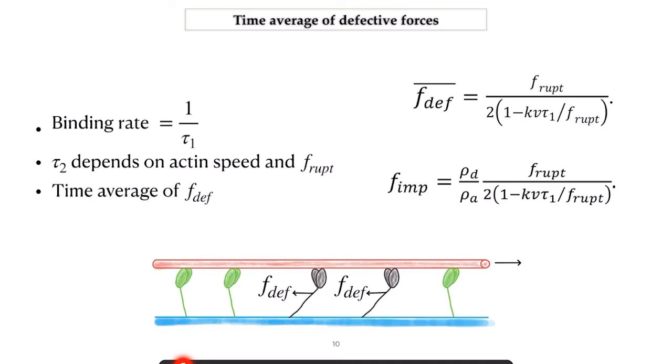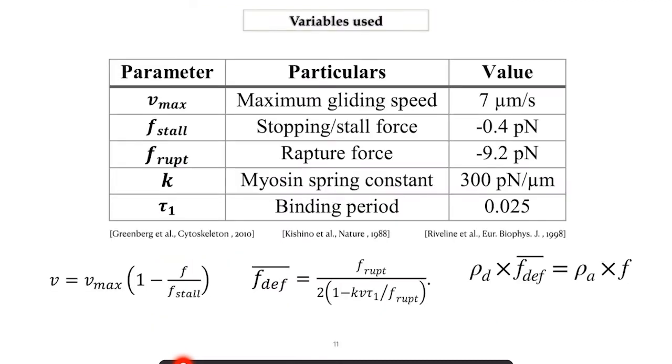Since the active and defective myosins are binding to the actin filament of the same length, the length parameter cancels out and the impedance per active myosin is given by this equation. The parameters used in our mathematical model are as shown in this table, and these parameters are taken from previous studies as shown here.